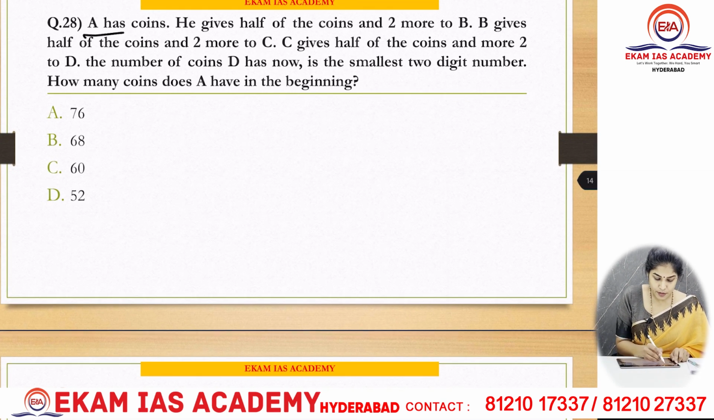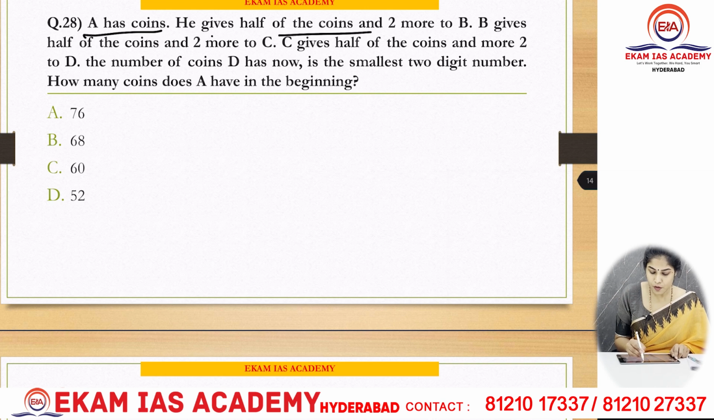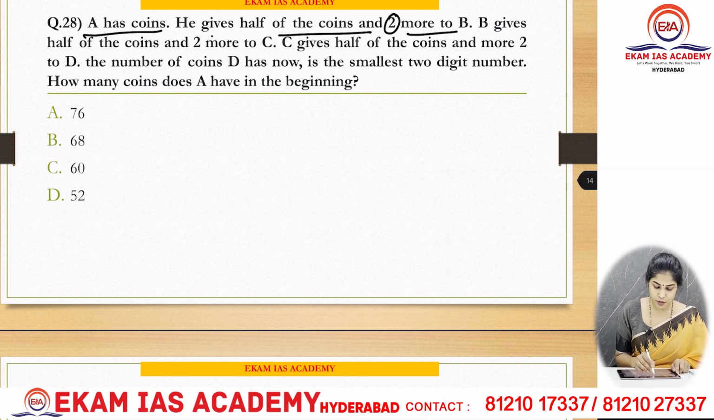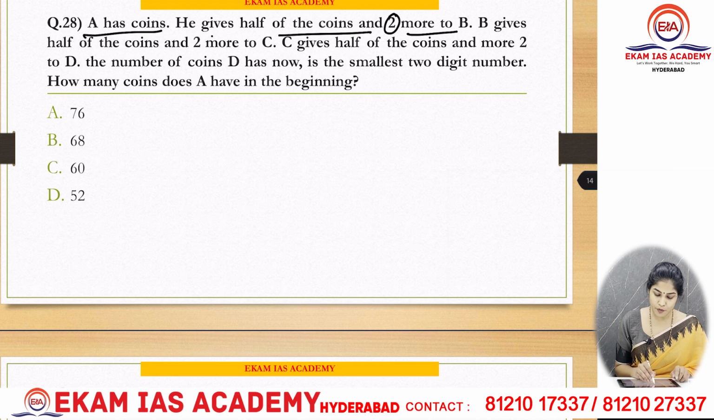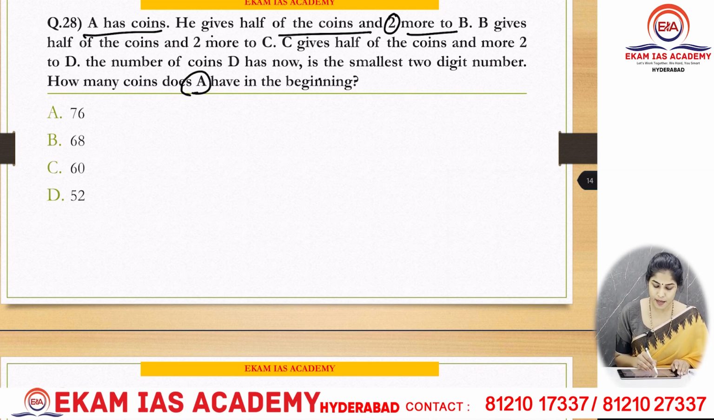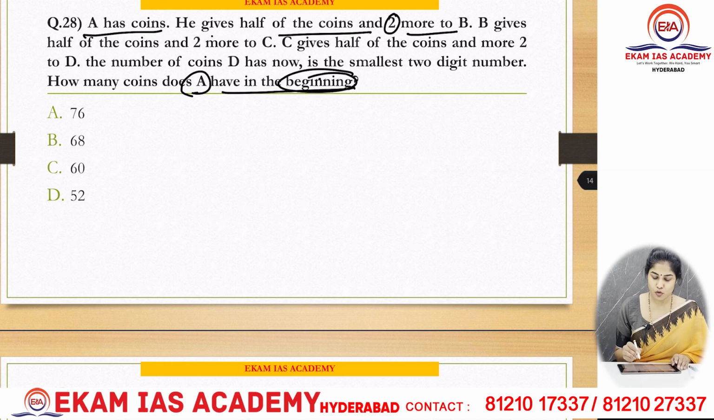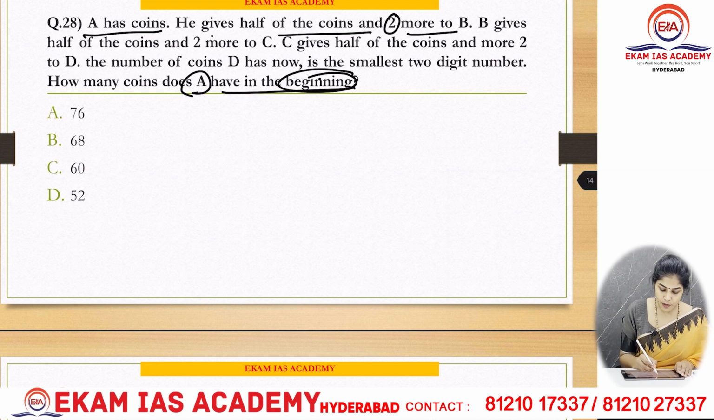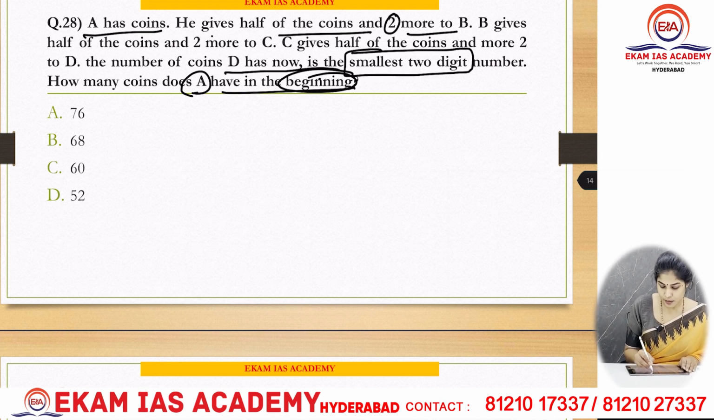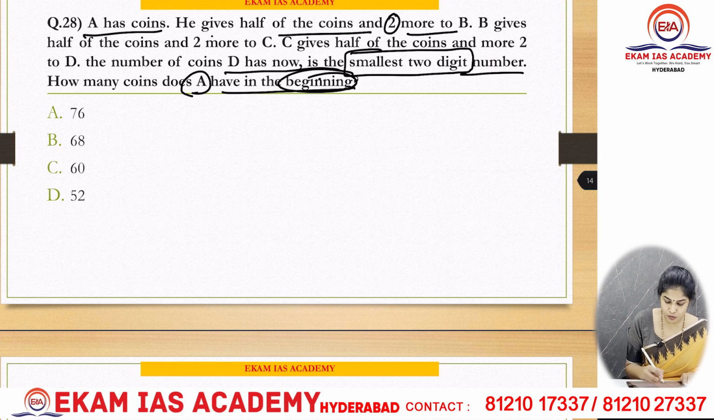A has some coins. He gives half of the coins and 2 more to B. B gives half of the coins and 2 more to C. C gives half of the coins and 2 more to D. The number of coins D has now is the smallest 2-digit number. How many coins does A have in the beginning? For this question, we have to go in a reverse manner. D has the smallest 2-digit number. What is the smallest 2-digit number?